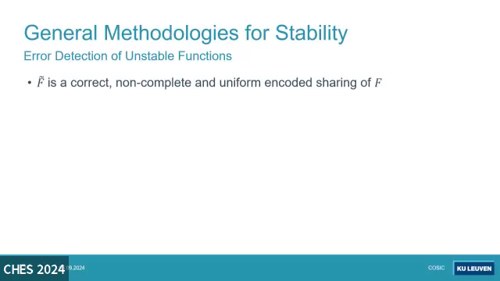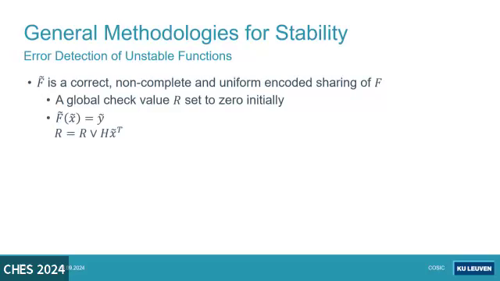And now we know how we can get the stable encodings of XOR and AND gates, but this doesn't say anything about how we can secure the whole circuit because there are a lot of XOR and AND gates in a circuit. So we are proposing two general methodologies for an arbitrary function to be stable. The first one is using error detection. So we have a function which is a correct, non-complete, and uniform encoded sharing of f. Then we have a global check value, which is r, and it's set to 0 initially, which means there is no fault injected to the circuit. And what we do is, when we compute the function, we also update r by using the h matrix. And h was used to do error check of the input.